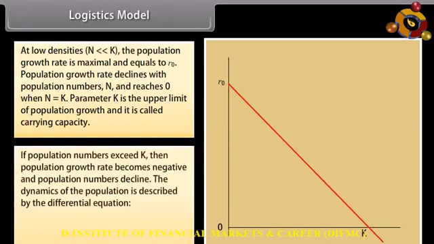If population numbers exceed k, then population growth rate becomes negative and population numbers decline. The dynamics of the population is described by the differential equation dn by dt equals rn equals r0 n into 1 minus n by k.